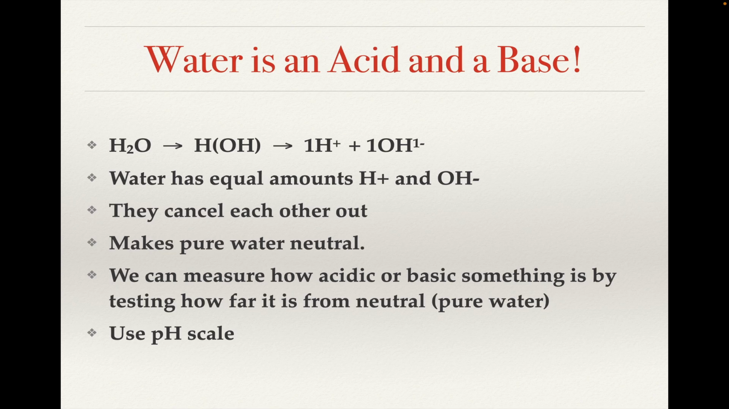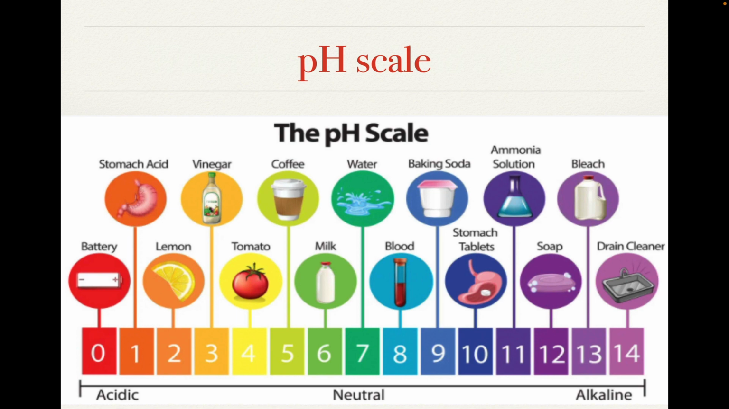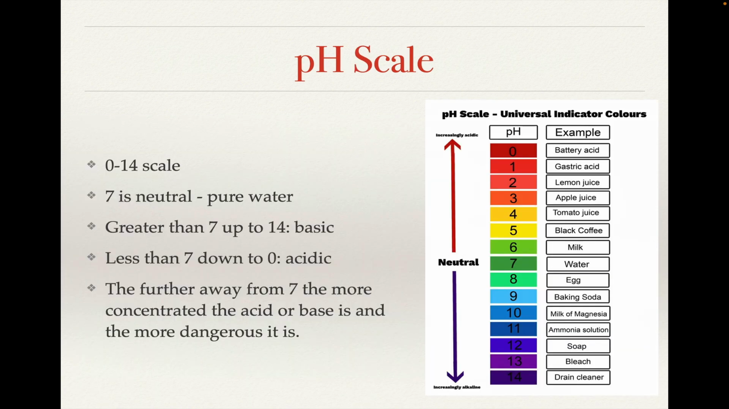The way we measure how acidic something is or how basic something is is basically a relationship of how far away it is from water's neutral point, and we use the pH scale for that. The pH scale is a 0 to 14 scale, as you see here. And if you look at it, 7 is our neutral point, that's in the middle, that would be water. Anything greater than 7 up to 14 is going to be a base, anything less than 7 down to 0 is an acid. And the further we get away from that 7 point, the more concentrated that acid or base is, and it also relates to how corrosive or how dangerous that acid or base is.